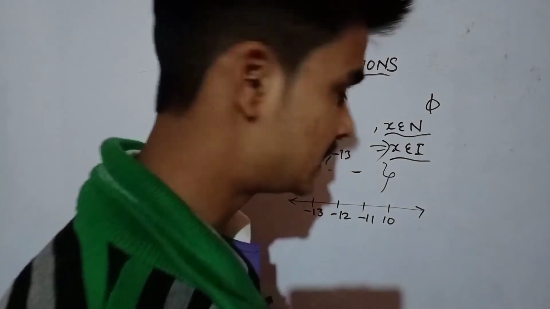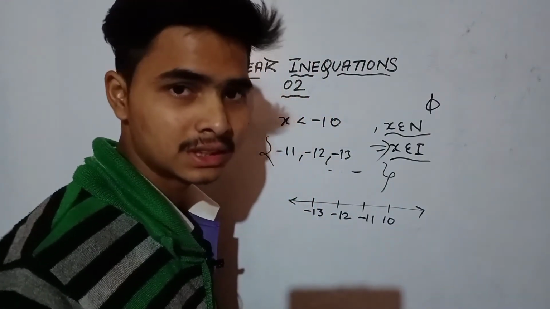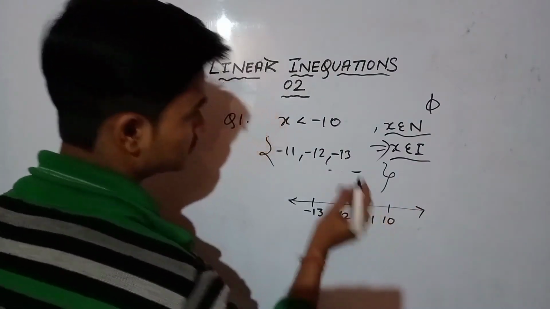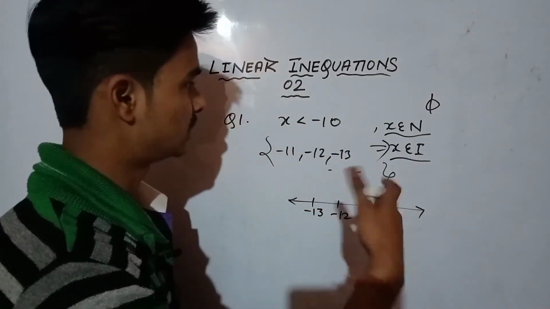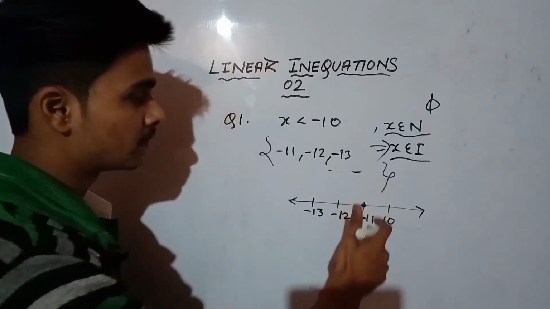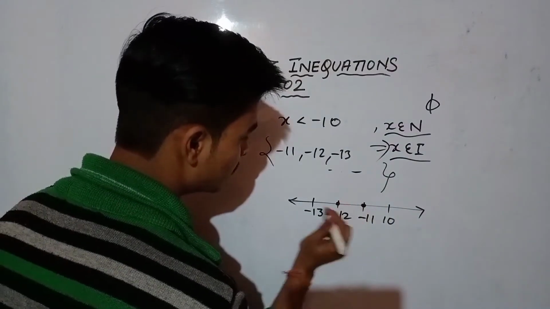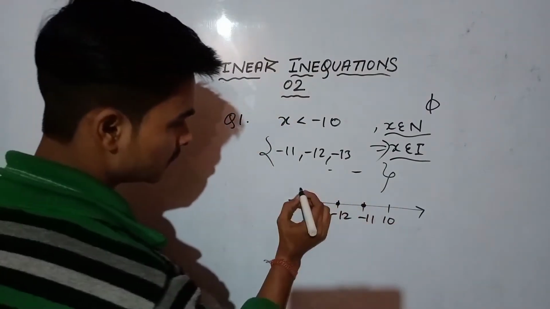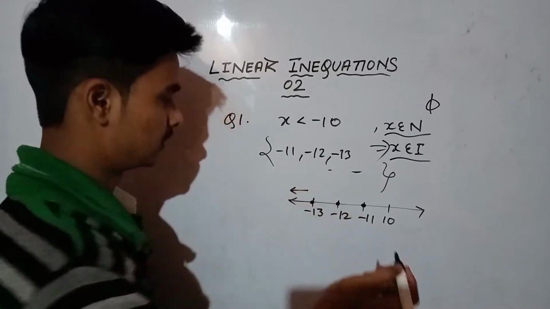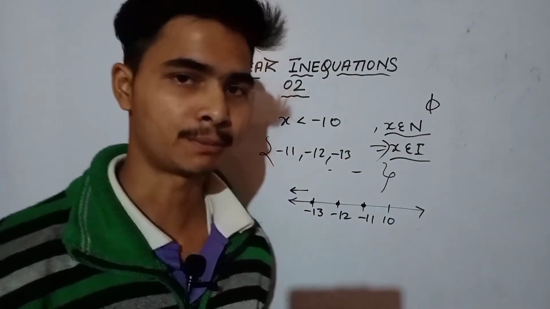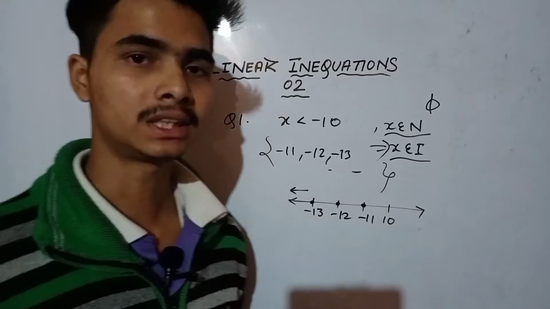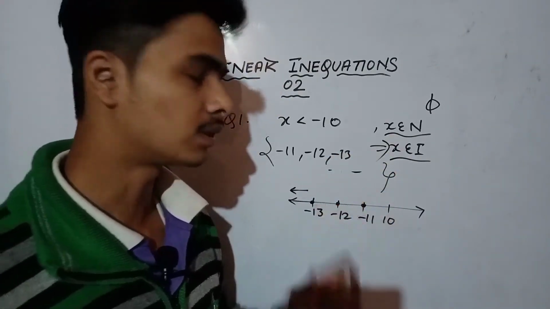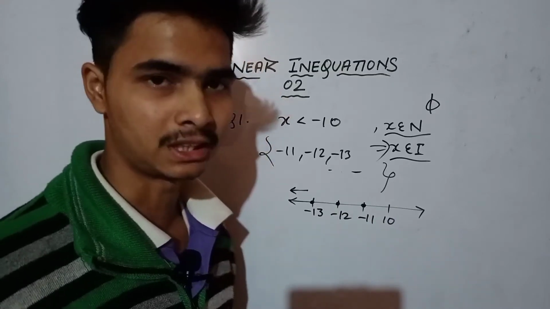To represent it, we will use thick dots, as I told you in the beginning. So what are the values? Minus 11, because x is less than minus 10, so definitely it cannot hold minus 10. So we will start with minus 11, minus 12, minus 13, and so on. For showing 'and so on', we can use this sign, which denotes that it will continue to infinity. I hope you understand what I am trying to say. If the conditions are changed, then we draw the number line or the solution set accordingly.